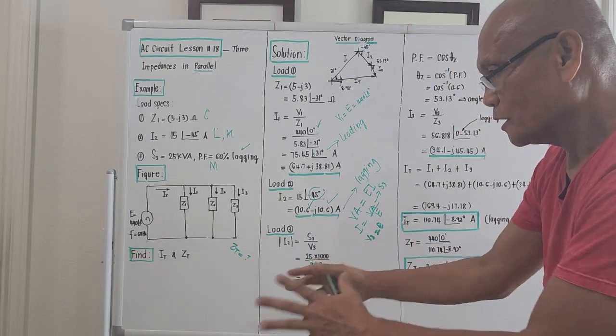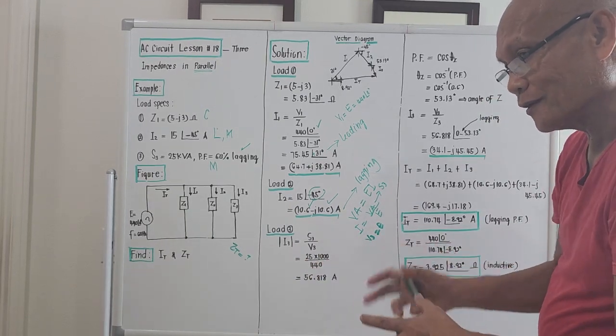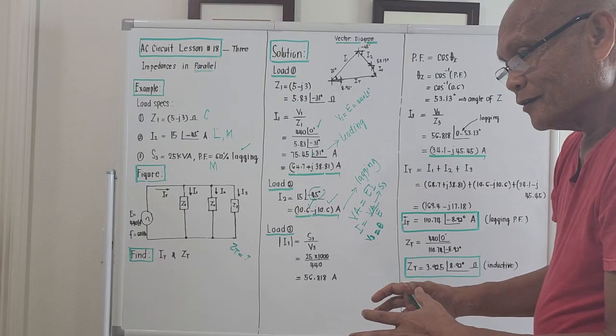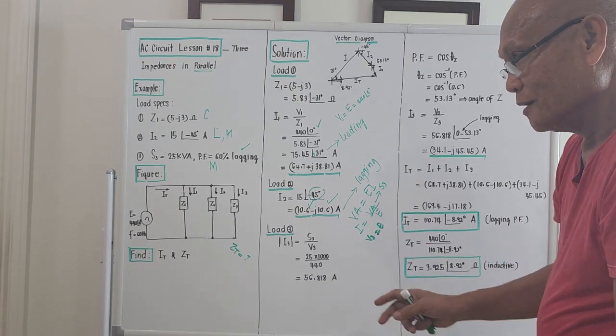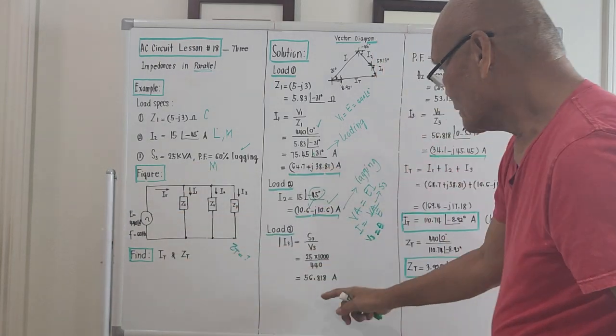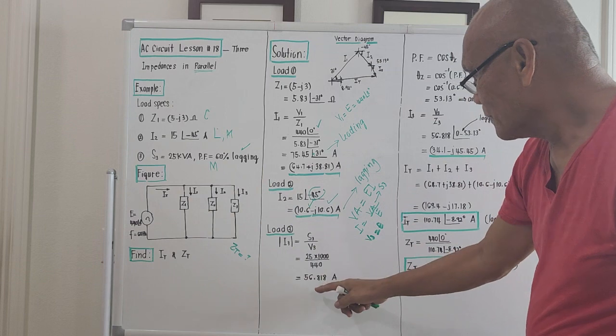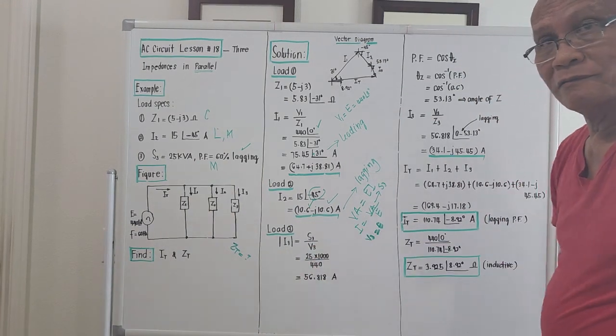For the meantime, we do not know the angle yet because later on we must bring out the angle of the current. Okay, it's a vector quantity, but we just computed the magnitude from the given apparent power and the voltage. So the magnitude of I3, we know that the magnitude is 56.818 amperes, but what is the angle?